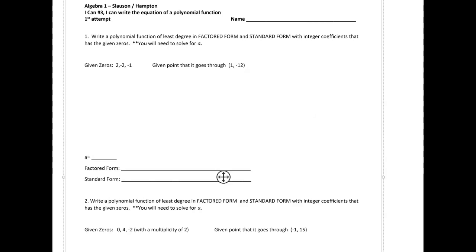So for this ICAN, we are going to be writing in factored form, and we're going to be writing in standard form. So remember, factored form is parentheses. Those are our factors. And then standard form has no parentheses. And our goal is to write it in standard form. So we start with our highest exponent and we work our way down.